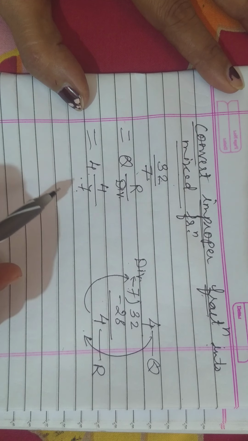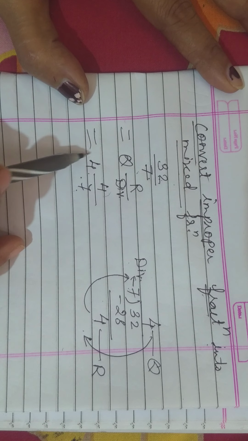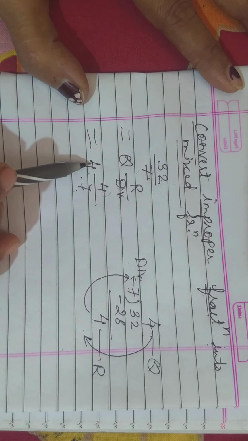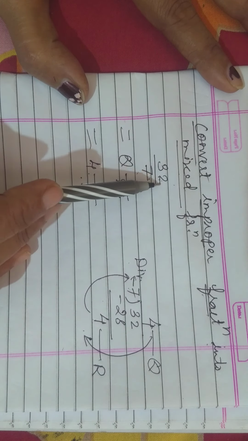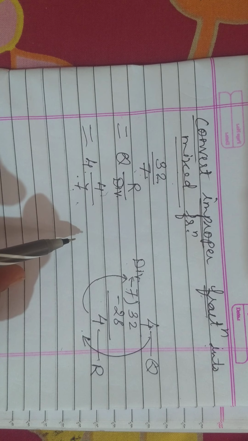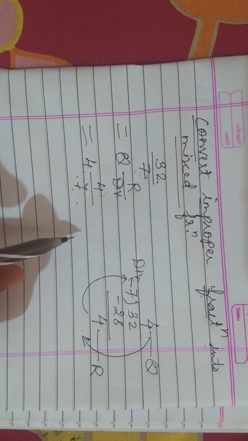And you can verify your answer. How? You know this is a mixed fraction. I just explained how to convert it into improper. Let's see. 7 fours are 28. 28 plus 4 is 32. So we are getting 32 by 7, it means whatever we have done is correct. Okay. And now your homework.